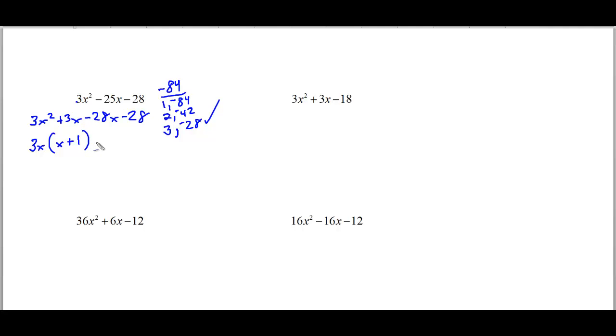How about the second two terms here? Well, let's factor out, in this case, a negative 28. If we factor out a negative 28, we get x plus 1 again. And here we have our answer, 3x minus 28, and then we have our x plus 1.